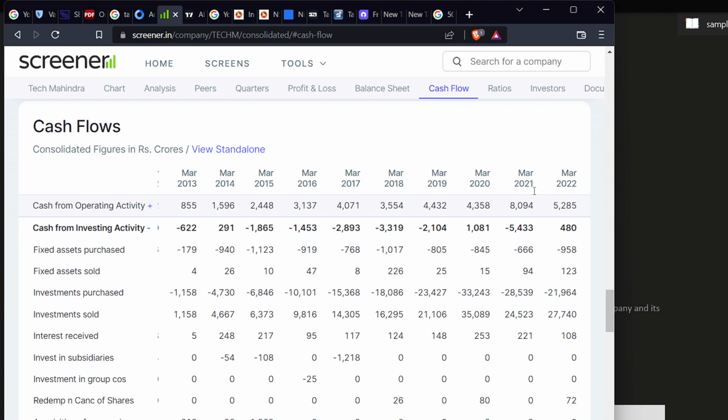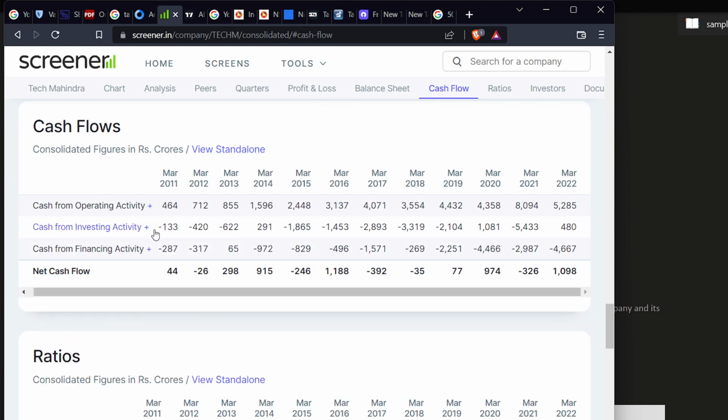So what they have done in 2022: worth 123 crore, maybe if you assume it is land, they sold some land, and they took new land worth 958 crore to expand their business. Sometimes if they have not purchased anything and only sold, it will also be in the positive.